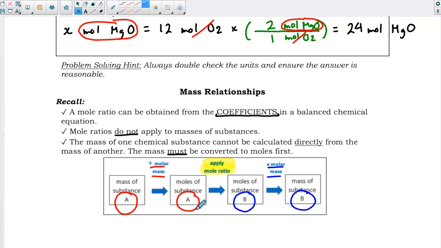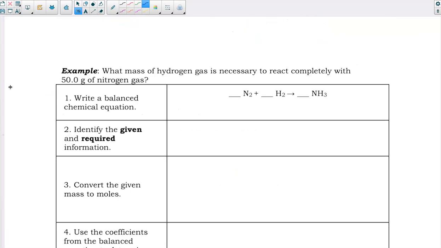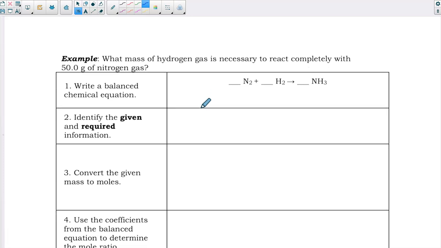As we looked a little bit before, the moles is sort of the bridge in finding information. So let's take a look at an example now on how we actually do that. We are interested in finding what mass of hydrogen gas is necessary to react completely with 50 grams of nitrogen gas. So the first thing we have to do is write a balanced chemical equation. There are 2 nitrogen here, so we need to put a 2 in front here to balance that. So 2 nitrogen, 2 nitrogen. There's 2 hydrogen. There are 6, 3 times 2, 6 hydrogen here. So on this side, we're going to go ahead and add a 3 to have it balanced.